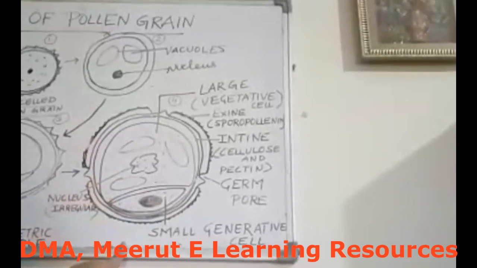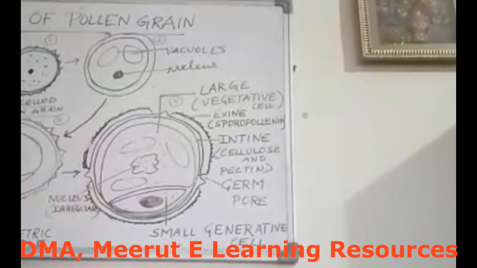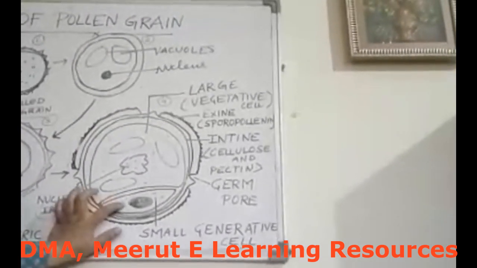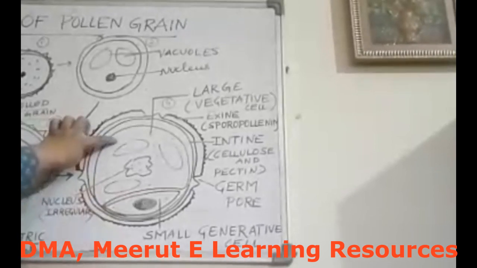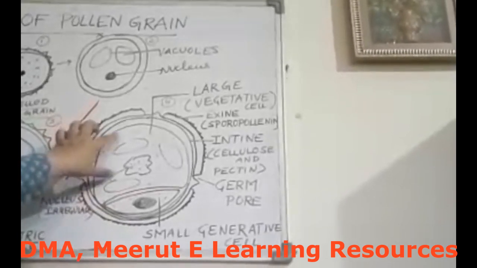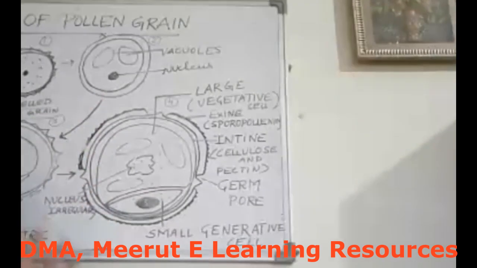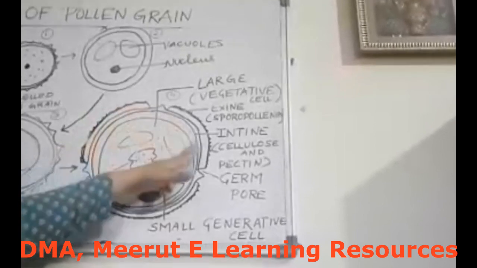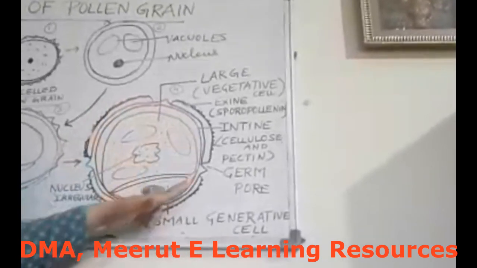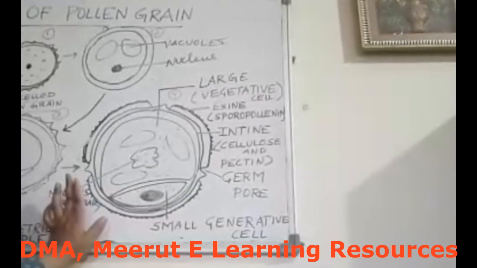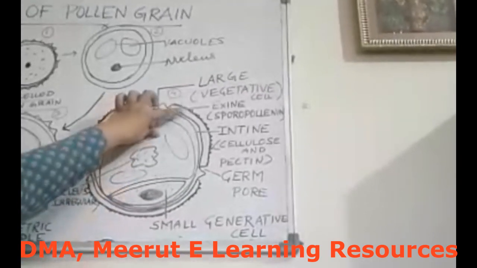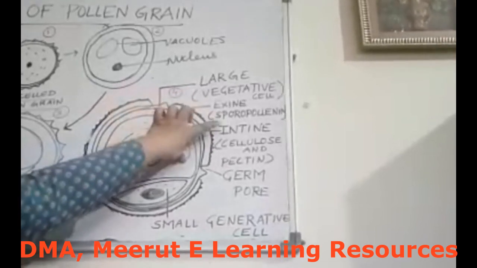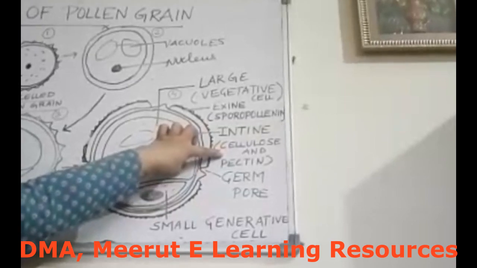This is a two-celled pollen grain. So from a one-celled pollen grain, this structure becomes a two-celled pollen grain. Here you can see that the smaller one is called the generative cell and the larger one is called the vegetative cell. Now in this diagram I have drawn all the wall layers and we are going to study them in detail. Each pollen grain is covered by a sporoderm. Sporoderm is divided into two. The outer one is called exine, which is made up of sporopollenin, and the inner one is called intine, which is made up of cellulose and pectin.